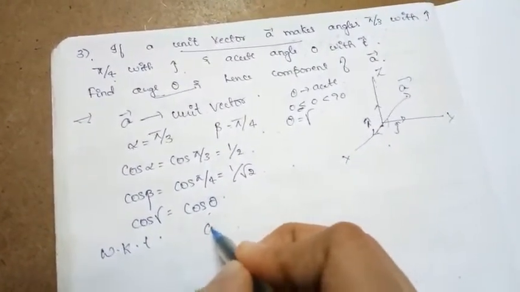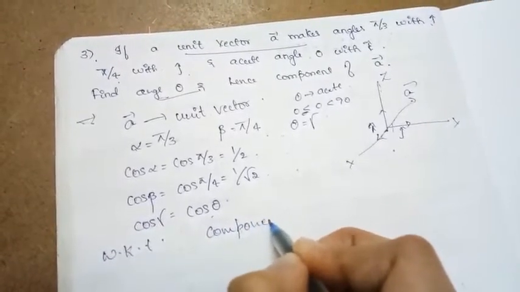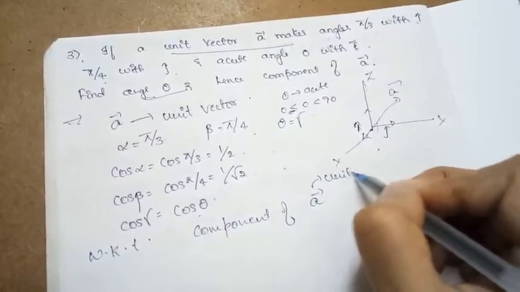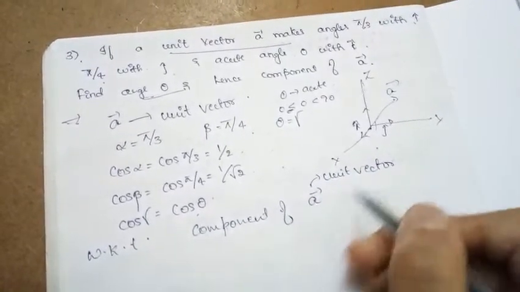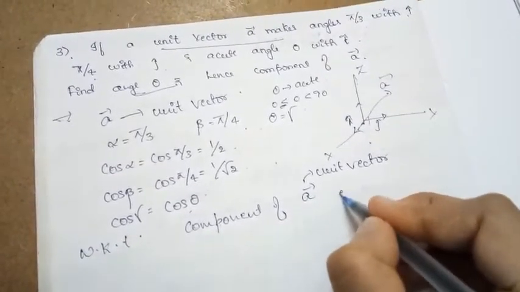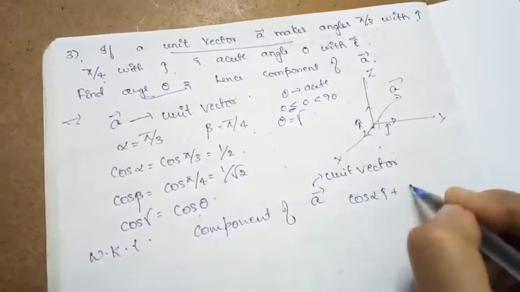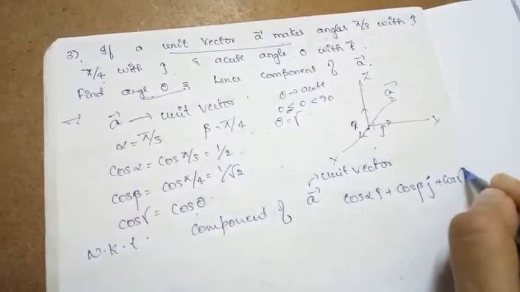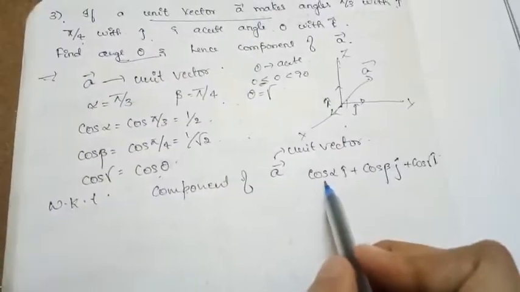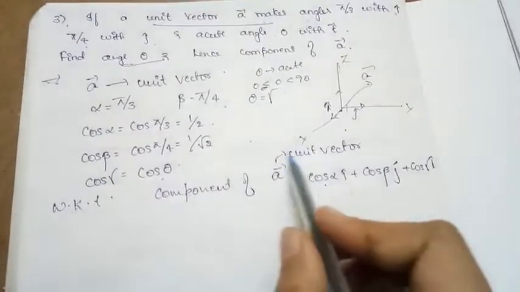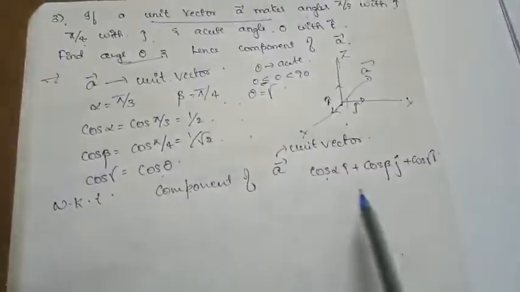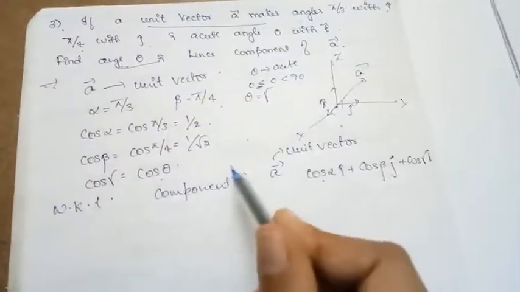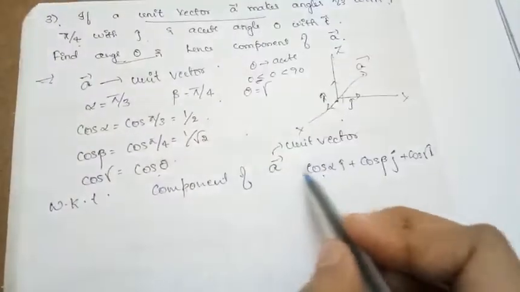That is the component of the vector A. Here the vector A is nothing but the unit vector. So the component of this unit vector A is given by cos alpha i cap, cos beta j cap plus cos gamma k cap. As we all know, the cosines of the angles give the unit vector, which I have already said in the beginning of the vector algebra concept. If you have forgotten that, please go through that video and clarify your doubts.